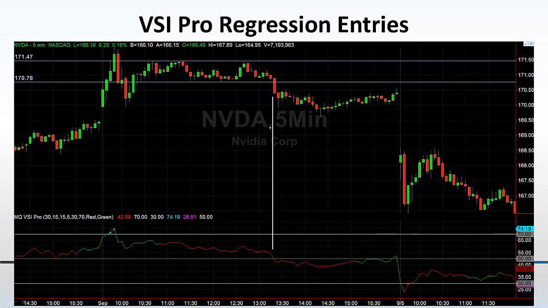Now, here's another example. This is the VSI Pro Regression Entry. Once again, this is on NVIDIA. This is on a 5-minute price chart for those of you looking intraday.